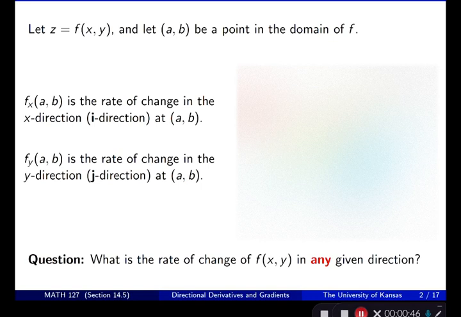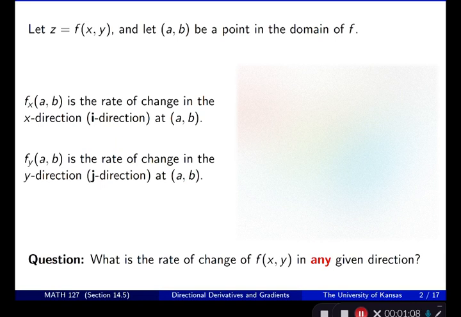F sub x of a and b, or the partial of f with respect to x, is the rate of change in the x direction, or i direction, at a and b. F sub y of a and b, or the partial of f with respect to y, is the rate of change in the y direction, or j direction, at a and b.